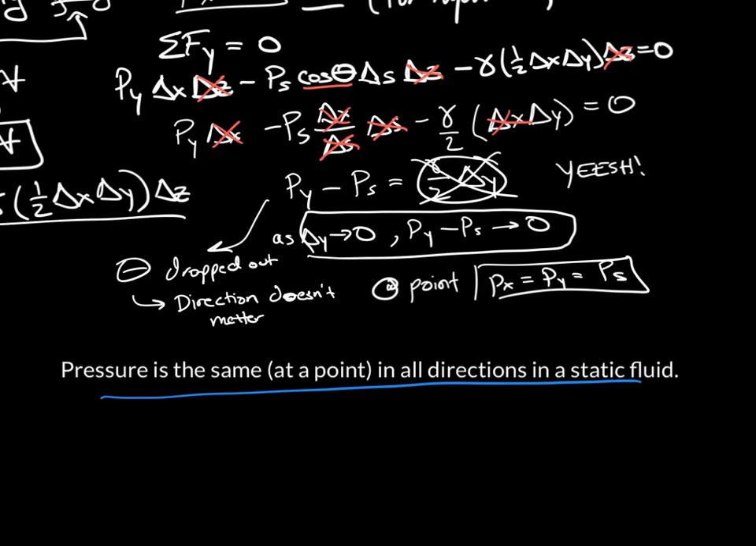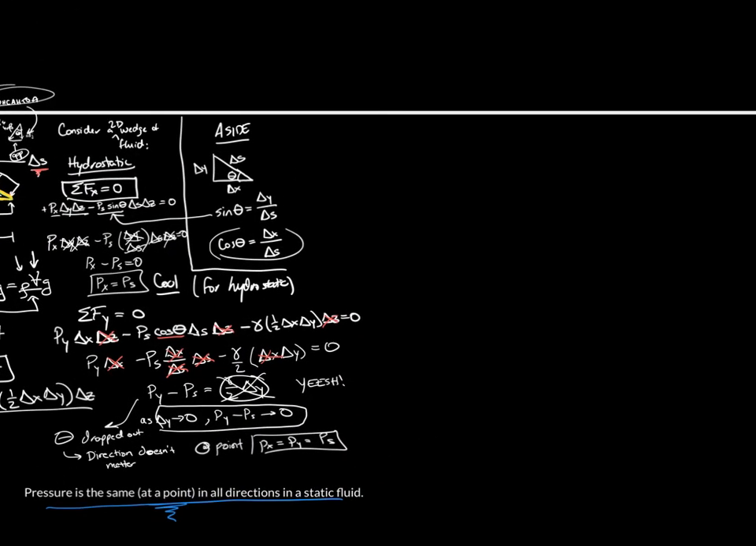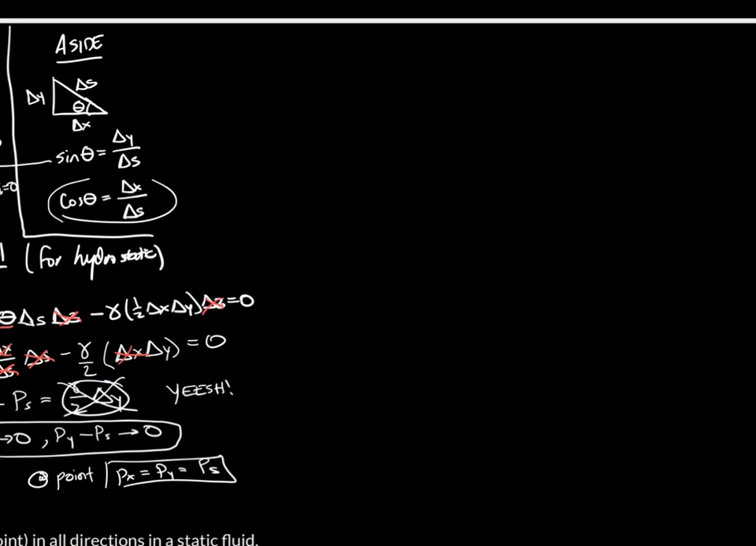But just for now, the key here is that at a point, the pressures are the same in all directions in a static fluid. We'll talk about that shortly. But if there's a pressure gradient, then you won't have a static fluid. It'll flow. We have a pressure gradient at the point. So let's move on. Let's talk about expressing pressure.